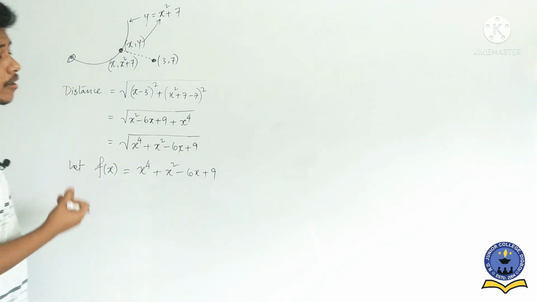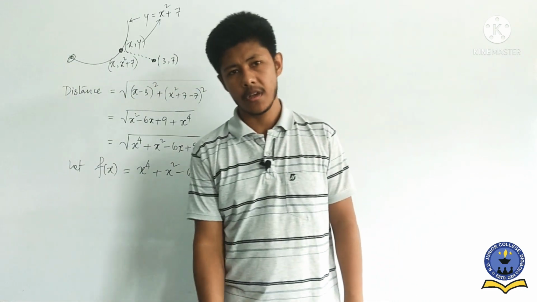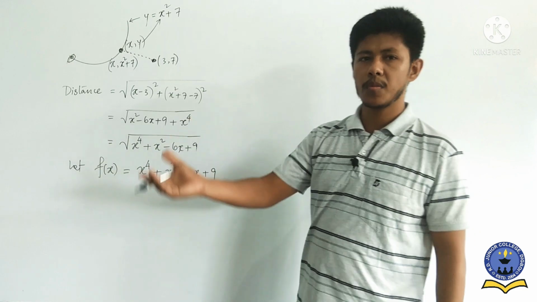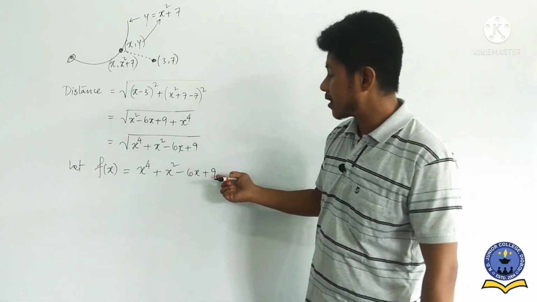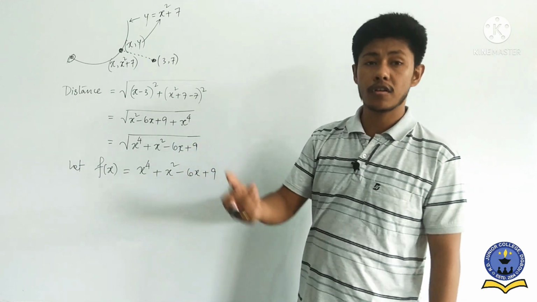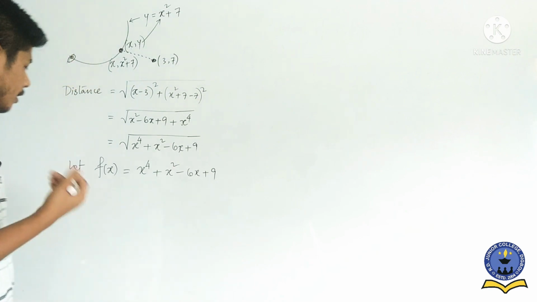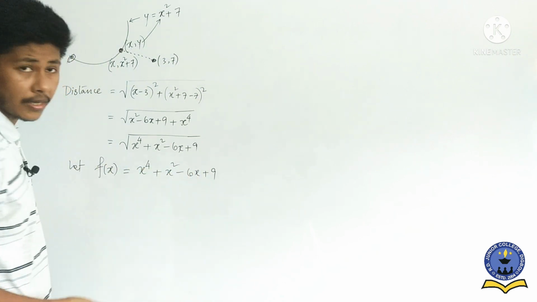So here we have to find the nearest distance. Nearest distance means what? The minimum distance we have to find out. The maximum-minimum method, all of you know. So if we apply the second derivative, when x equals minimum, we have to find it. For that reason, the procedure is the same. So in this case, what you have to do is differentiate the result.